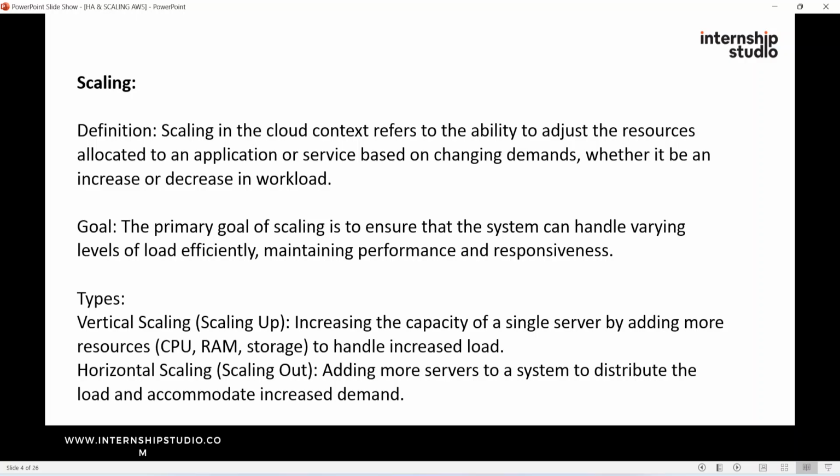Imagine opening a restaurant with a fixed number of tables and staff to accommodate a certain number of customers comfortably. In the cloud, this initial setup is akin to provisioning a specific amount of computing resources, like servers and storage, to handle the anticipated workload.